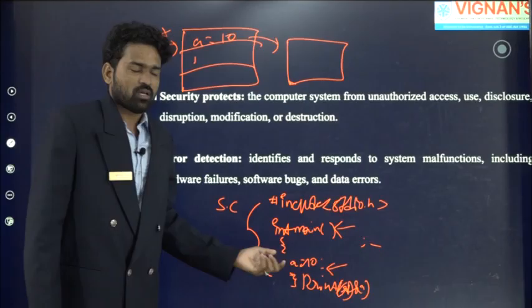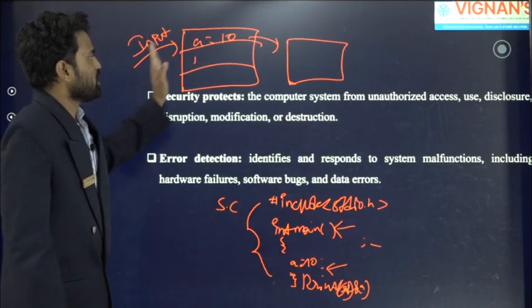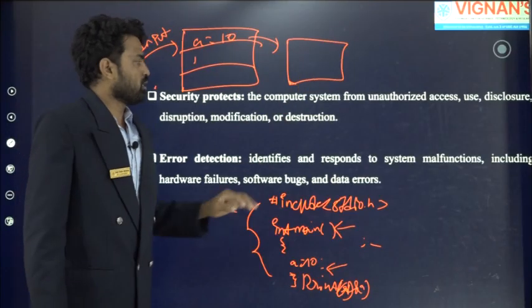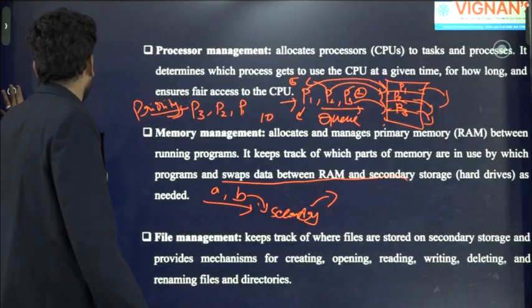First rectify this one. After rectifying all these things, we will get our execution part, then it will display our output on the screen monitor. So these are the functionalities that we are following for the operating system.